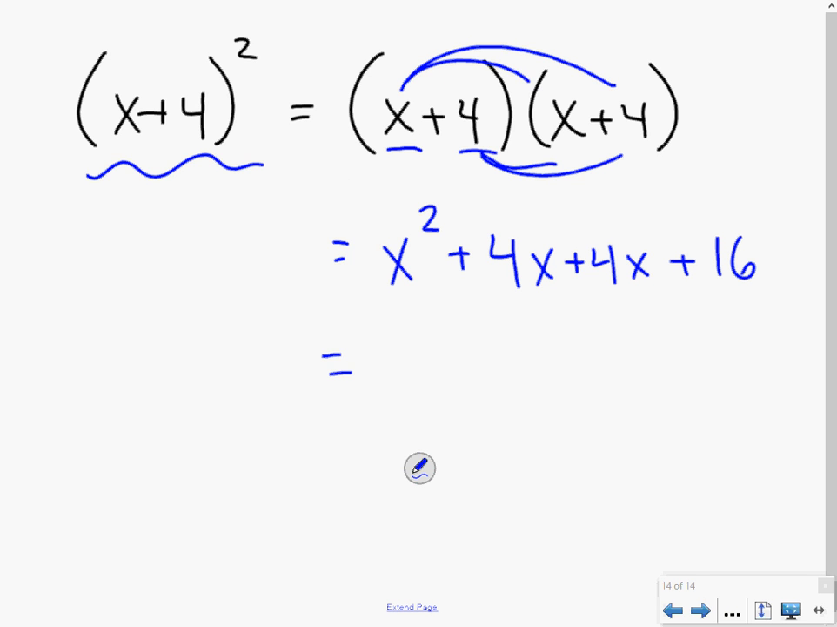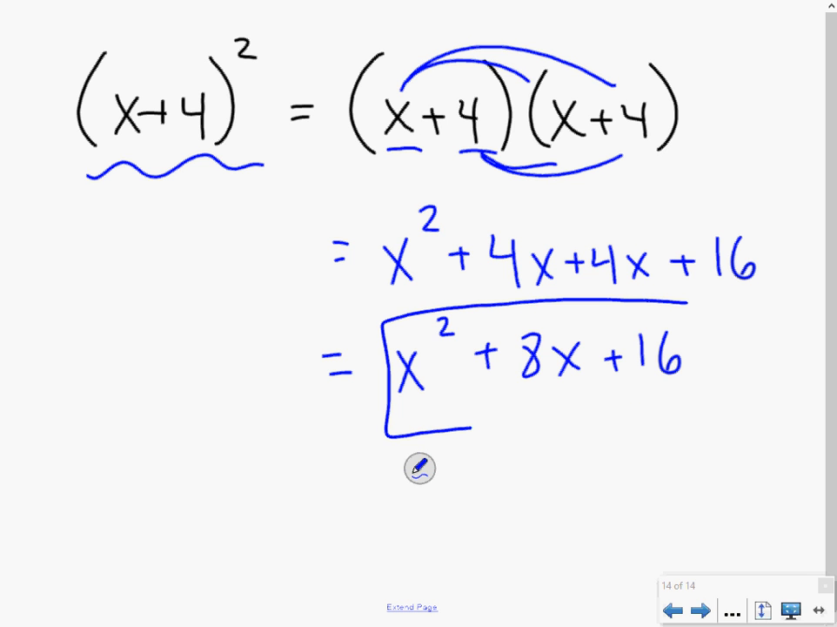And we would get x squared plus 8x plus 16, which is different than what we would get if we just squared both things inside, okay? So you have to make sure you're expanding and then multiplying those binomials together. So let's look at another one like that.